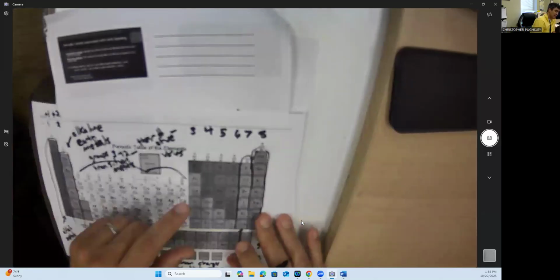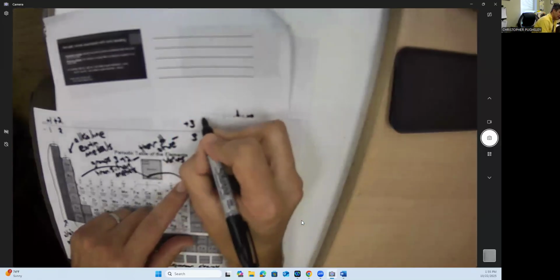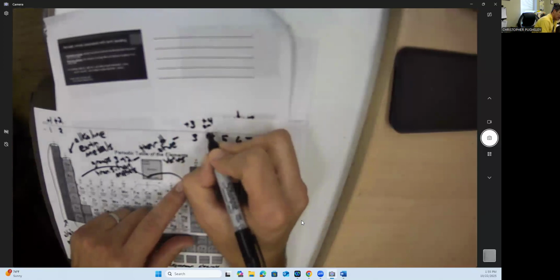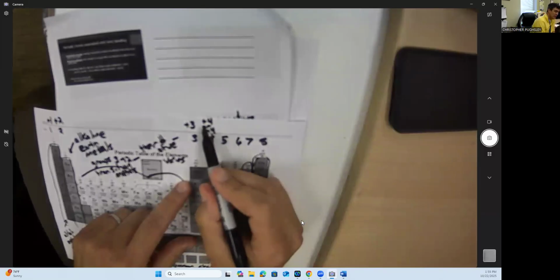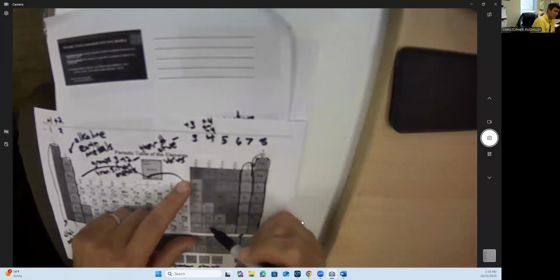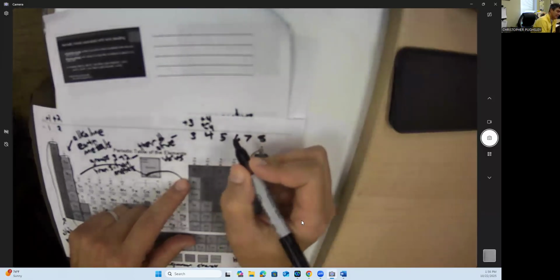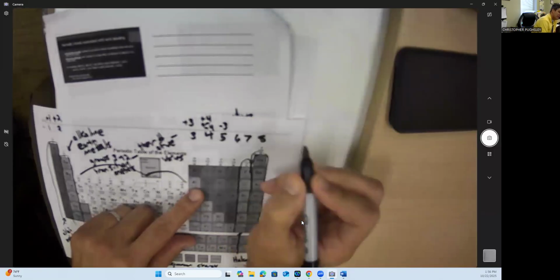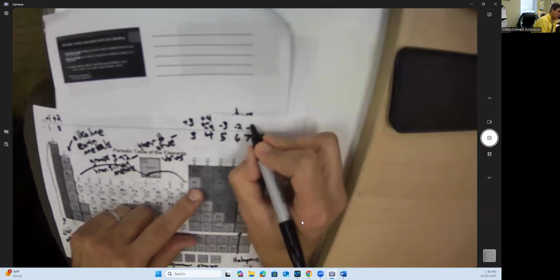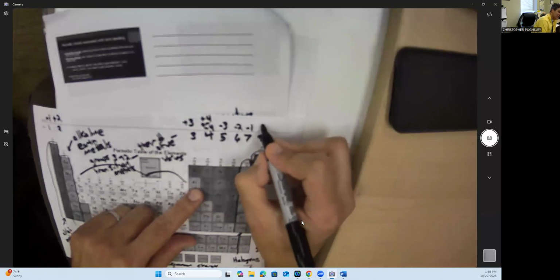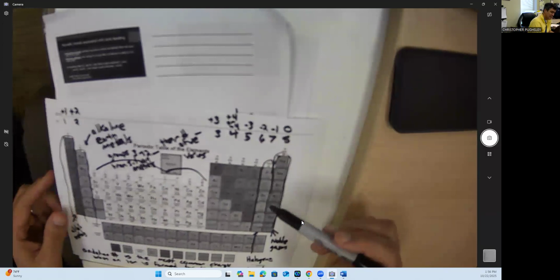Group 13 typically has a +3. Group 14 either has a +4 or a -4, depending on whether they gain 4 electrons, which makes it a -4, or lose 4 electrons, which makes it a +4. And that's if they form these types of ionic bonds. The next one is going to be a -3. The next one is a -2. The next one is going to be a -1. That's the halogens. And the last one is a 0. And so those are some of the things that we wanted to show with this.